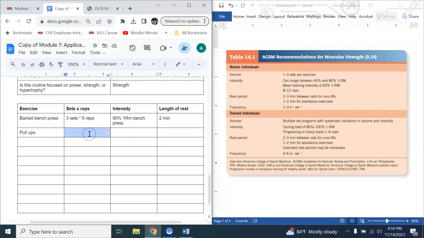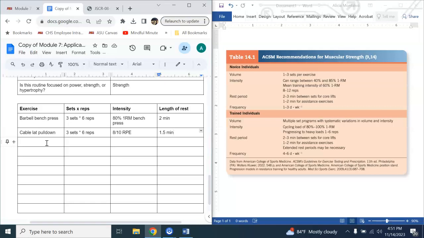So we'll just say 3 sets of... this one's a little bit tricky. Let me go to lat pull down, cable lat pull down. 3 sets of 6 reps. I'm not going to do, again, 80% of one rep max, but I could do an 8 out of 10 RPE. And then maybe I do, I don't know, these are kind of less intense, a minute, a minute and a half between sets.